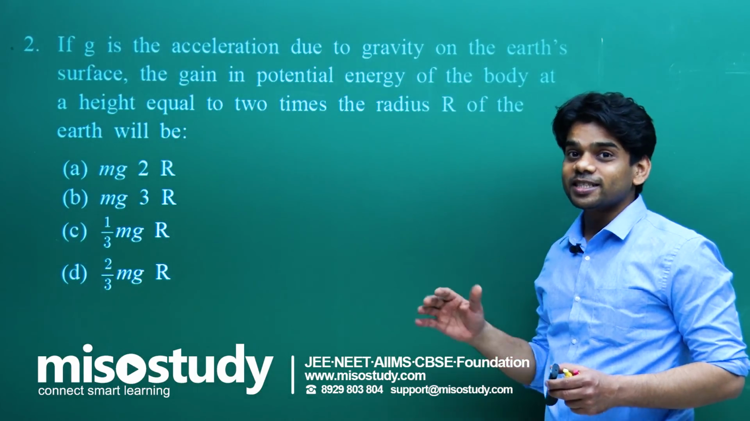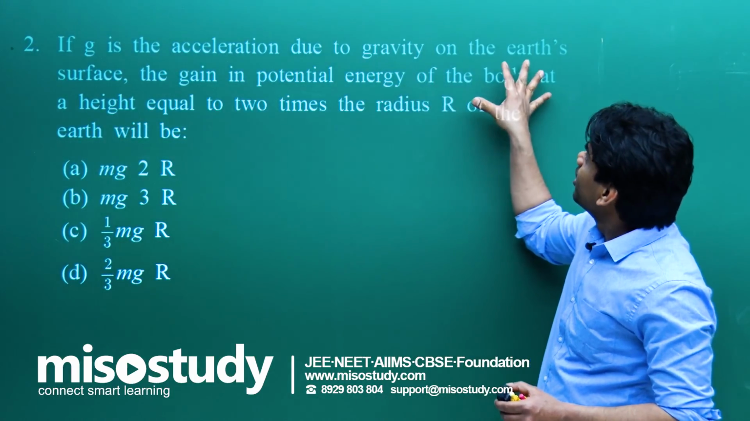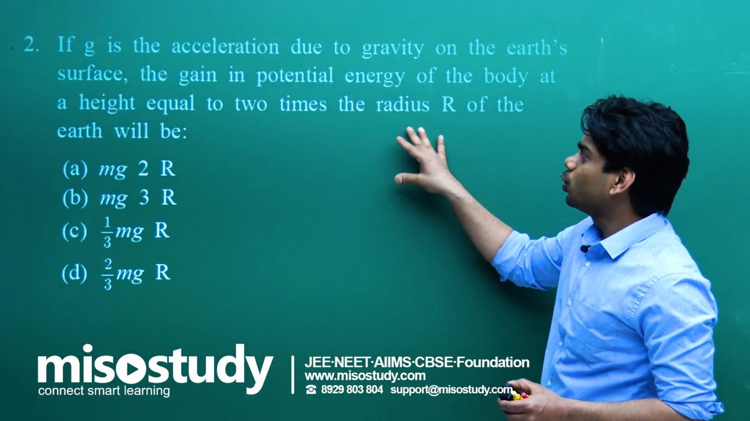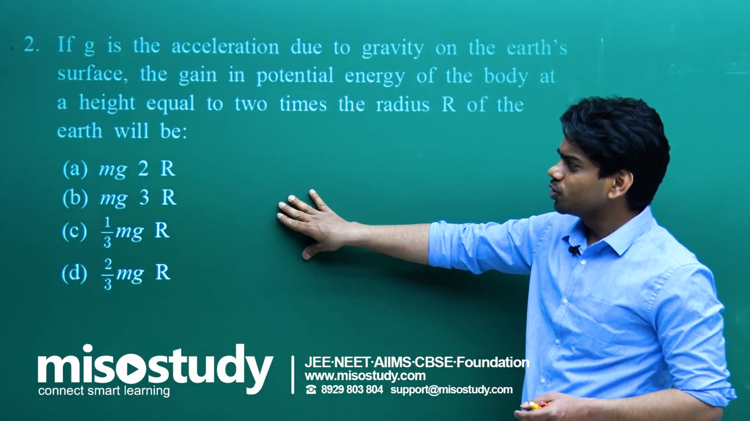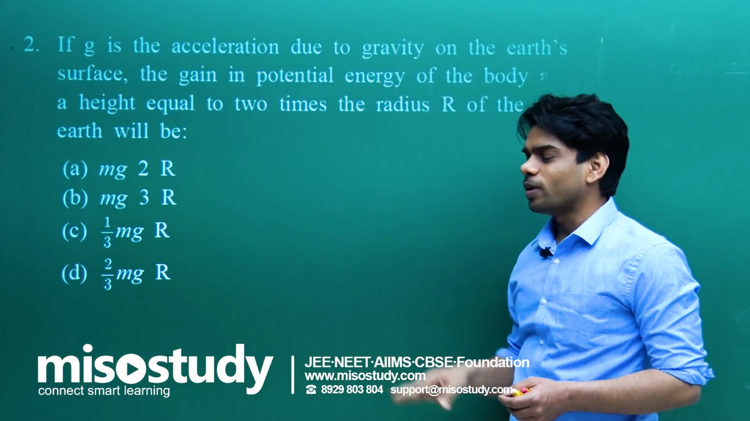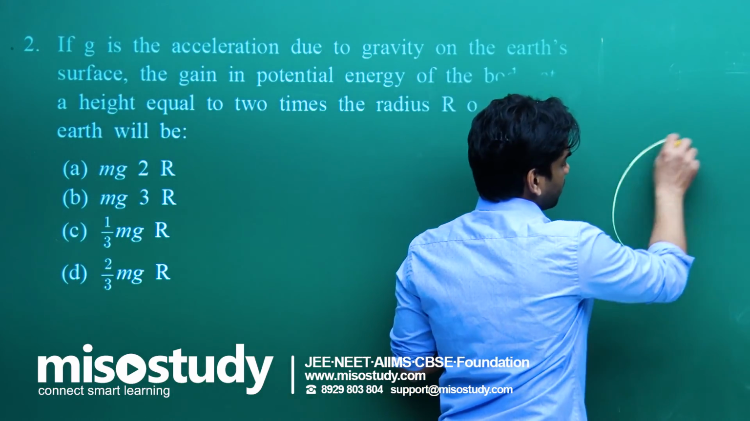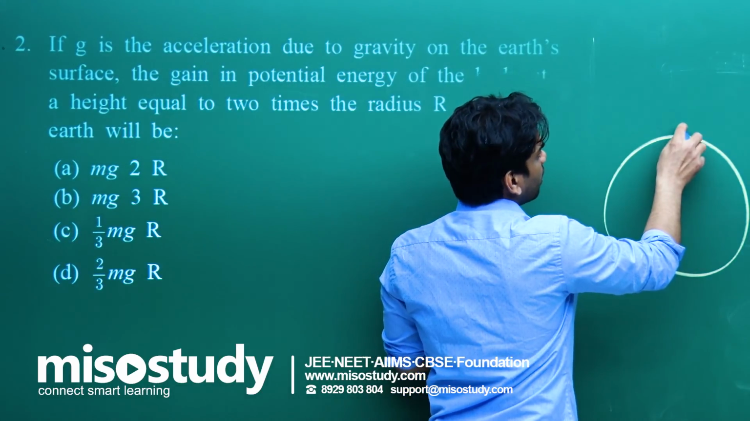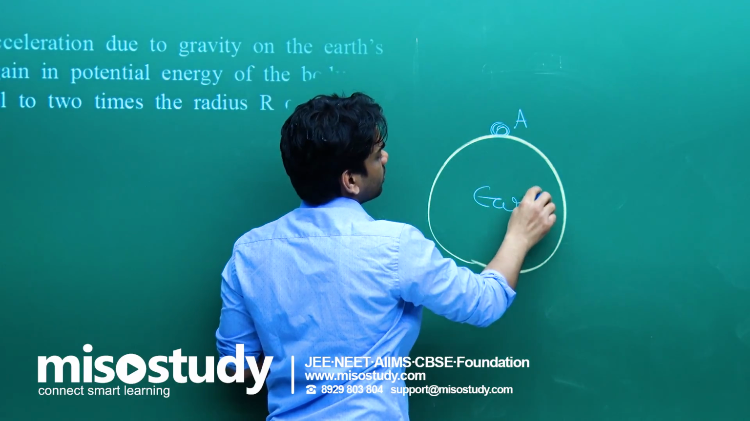Understand the question. g is the acceleration due to gravity at the Earth's surface. It's asking the gain in potential energy of the body at a height equal to 2 times the radius R of the Earth. Options: A, mg 2R; B, mg 3R; C, 1 by 3 mgR; D, 2 by 3 mgR. Let's see. First of all, if this is Earth and a body A is placed here.